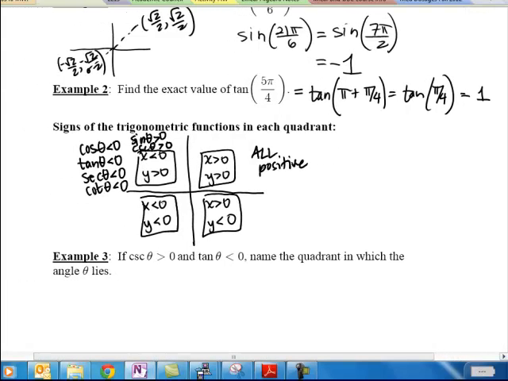In quadrant 3, x and y are both negative, so those ratios of x to y, like tangent and cotangent, would actually be positive, because the ratio of x to y will be positive, even though both are individually negative. X is less than 0, so cosine of theta is negative. Y is less than 0, so sine theta is negative. And the reciprocals would also be negative.